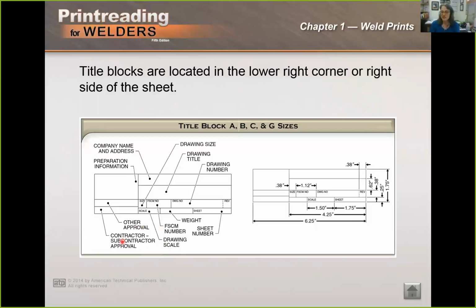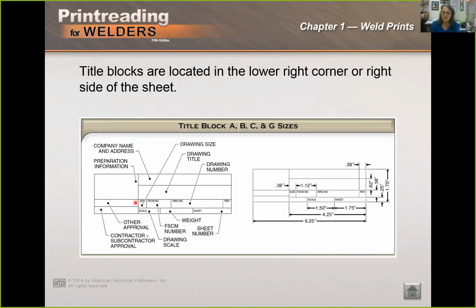Important information in the title block: there will be a company name and usually address. There will be some information about who prepared the drawing. There will be a drawing title and number. The drawing number is an important way to refer to the drawings, and it's actually far more common to refer to drawings by their numbers than by their titles when you're working in industry.